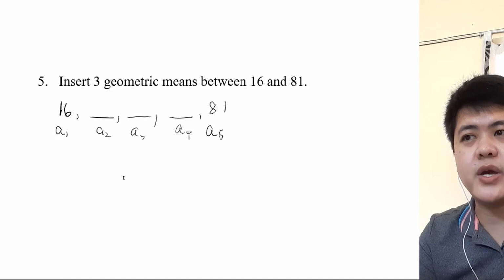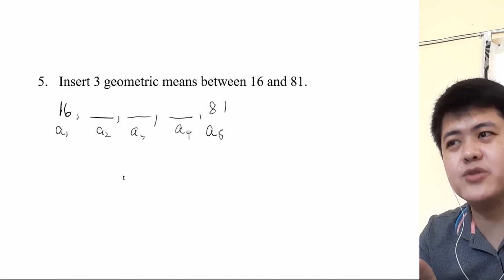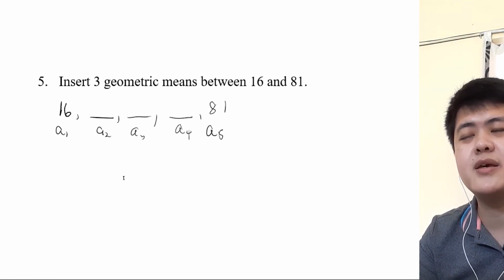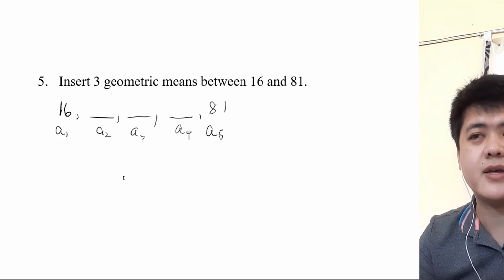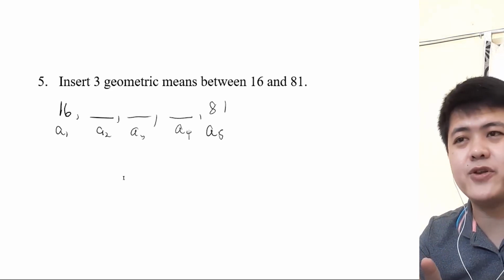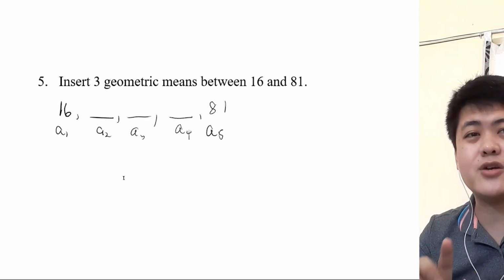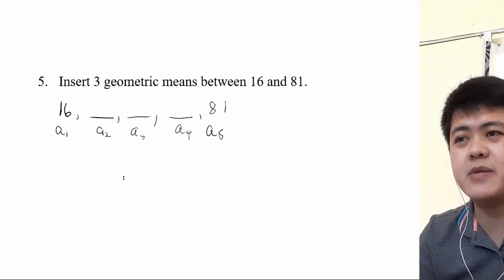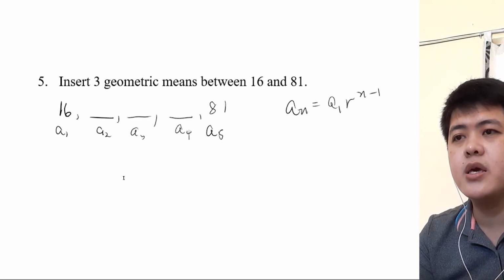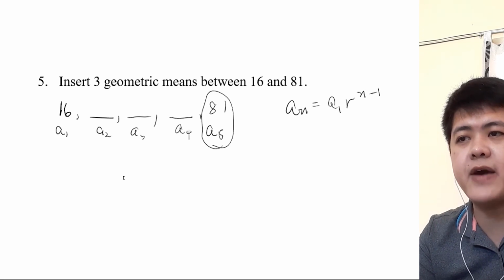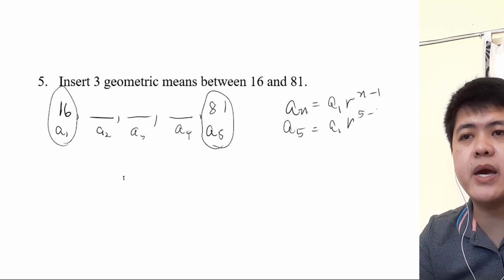Okay. So to get the common ratio, kasi common ratio lang, if you already know the common ratio, multiply it to 16 and then multiply it to get to 81. So we'll already get the 3 terms in between. So to get the common ratio, we can use the formula A sub n equals a sub 1 r raised to n minus 1. Ang given natin na a sub 5 lang at saka a sub 1. So a sub 5 equals a sub 1 r raised to 5 minus 1.